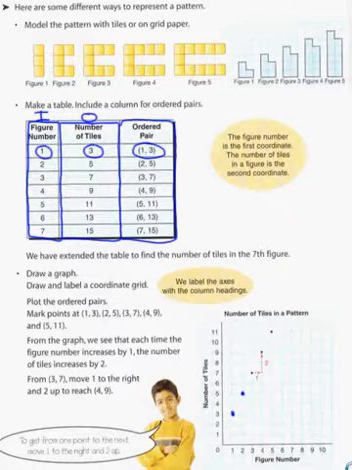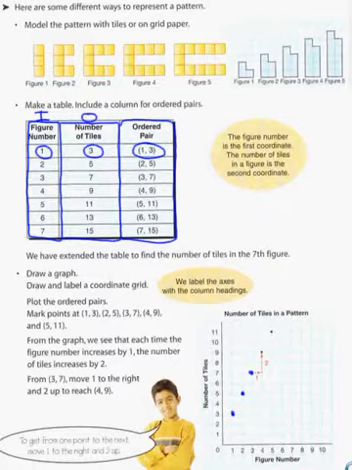Figure number 3, the ordered pair is 3, 7. Alright, so 3, 7, the dot is right here. And figure 4, it's 4, 9.